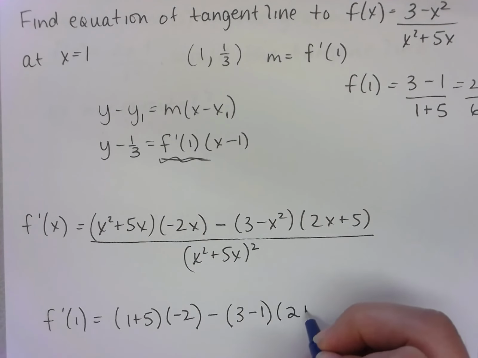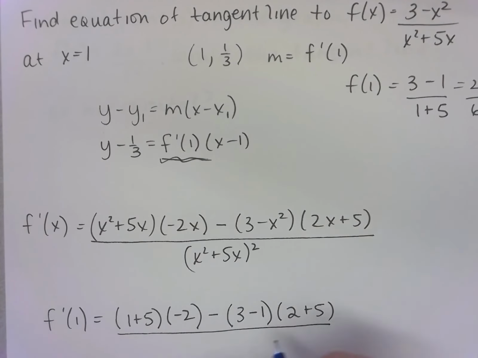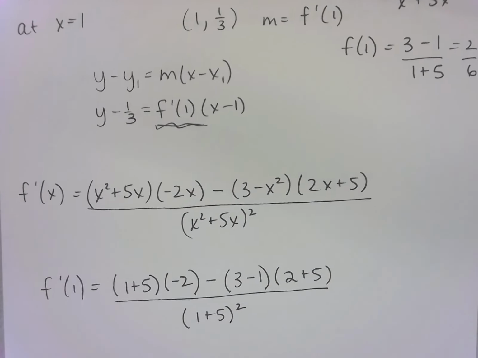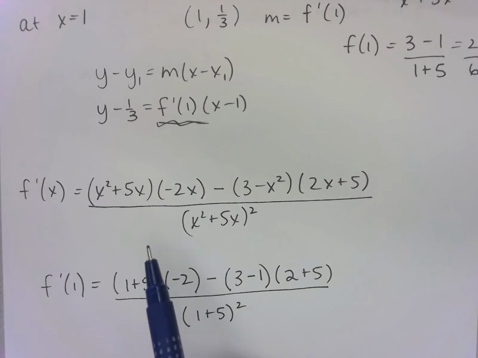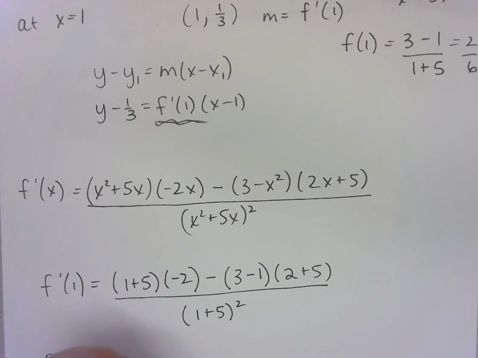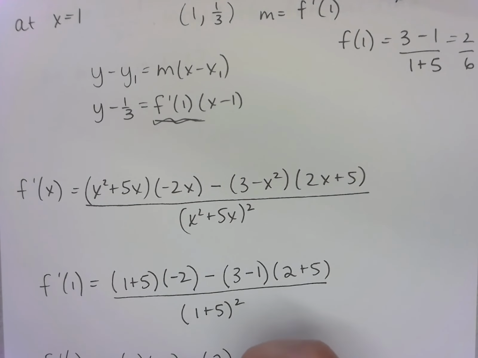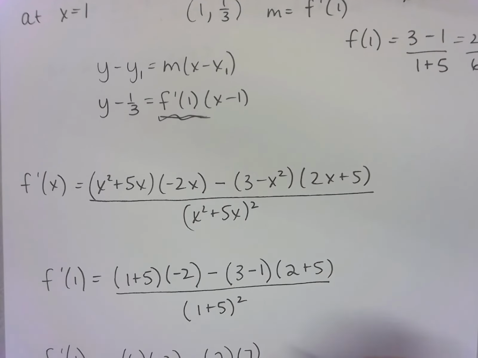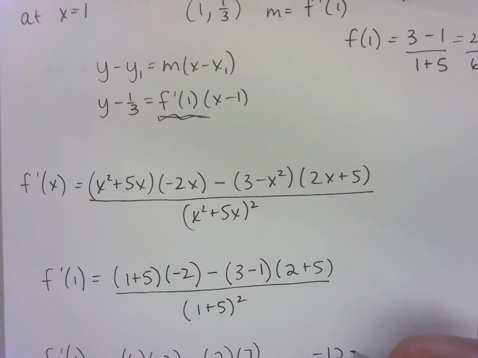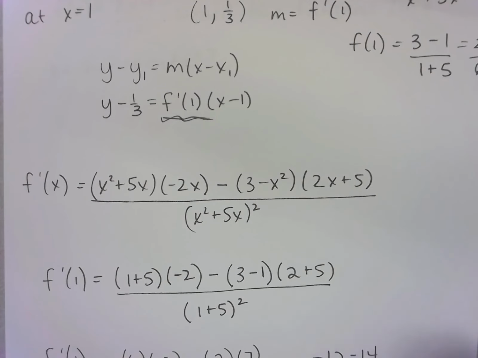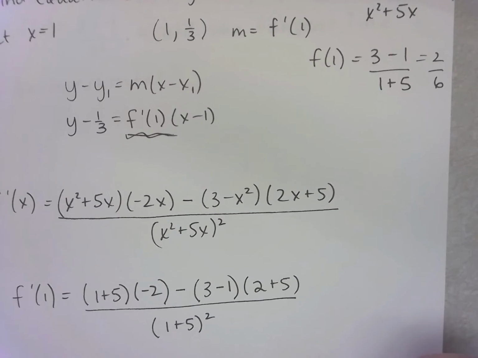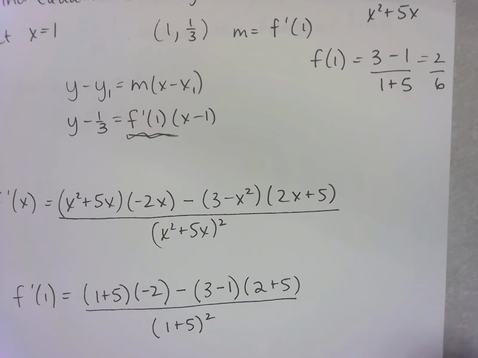And then I have 2 plus 5 all over 1 plus 5 quantity squared. I'm just plugging in 1 everywhere there's an x. So 1 squared is 1. Okay, so my f prime of 1 is equal to 6 times negative 2 minus 2 times 7 over 6 squared. So this is equal to negative 12 minus 14 over 36. So I have negative 26 over 36.